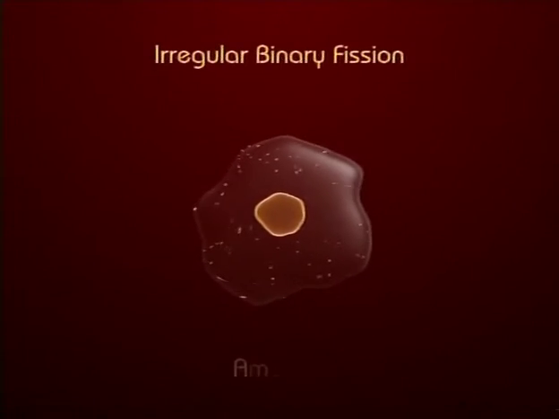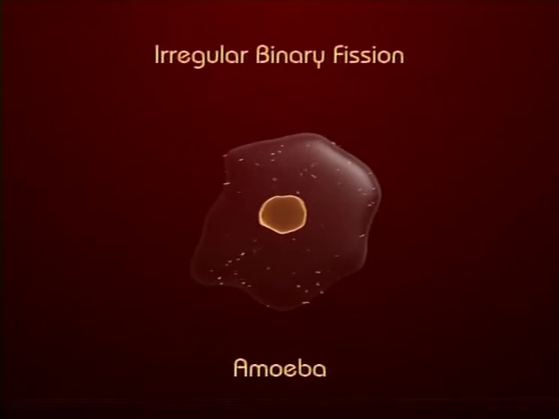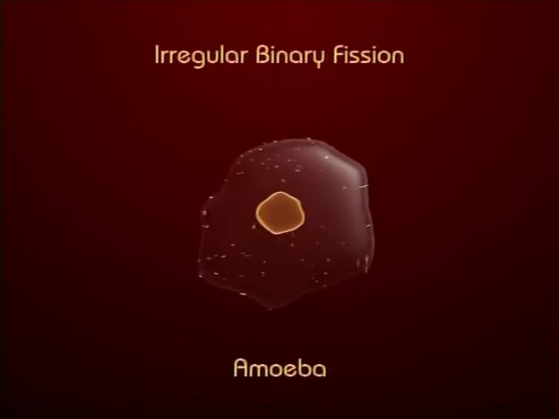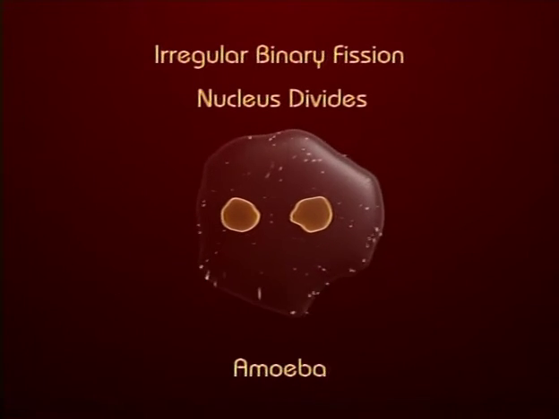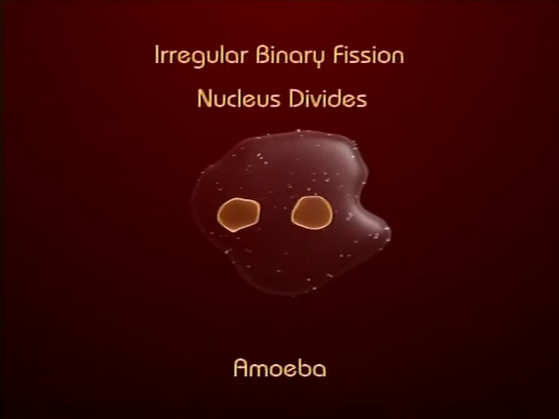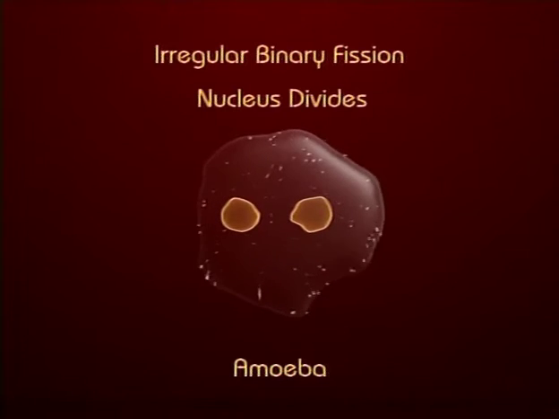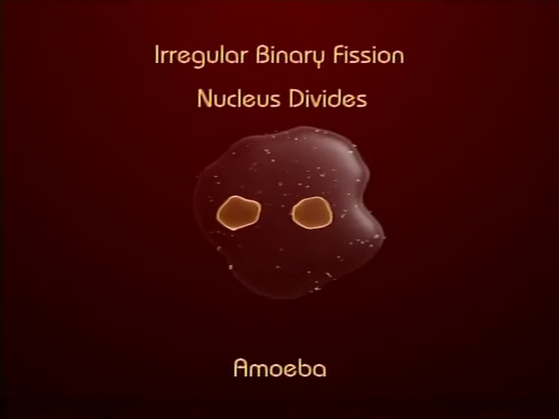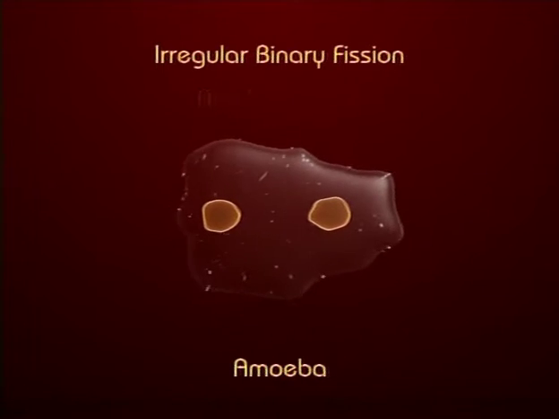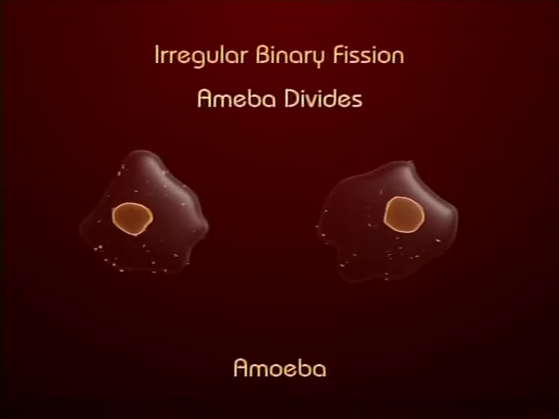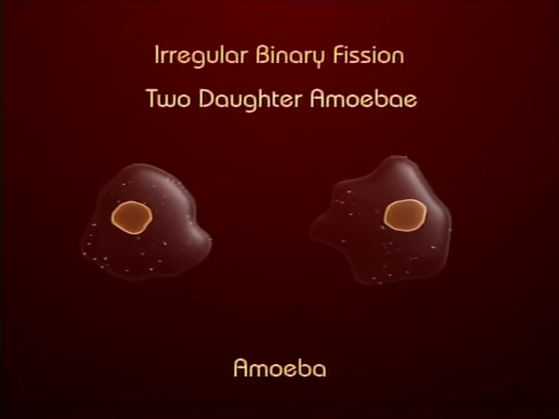Irregular binary fission is shown by amoeba. When the amoeba cell has reached its maximum size of growth, the nucleus lengthens to form a dumbbell-shaped nucleus, and then it divides into 2 parts. After that, the cytoplasm divides into 2 parts, 1 part around each nucleus. And in this way, one parent amoeba divides to form 2 small daughter amoebae.